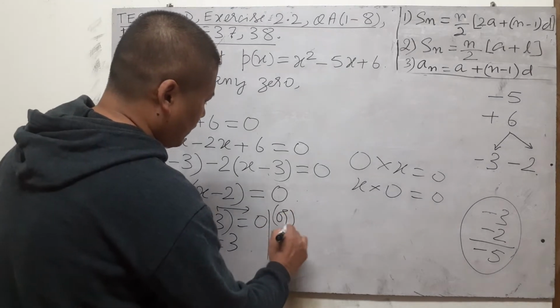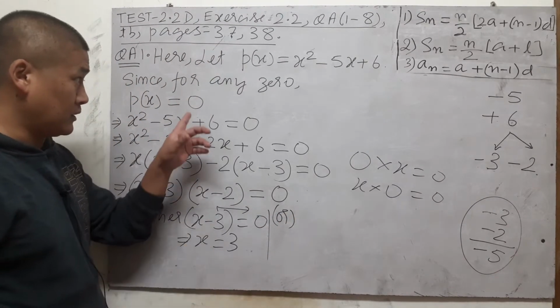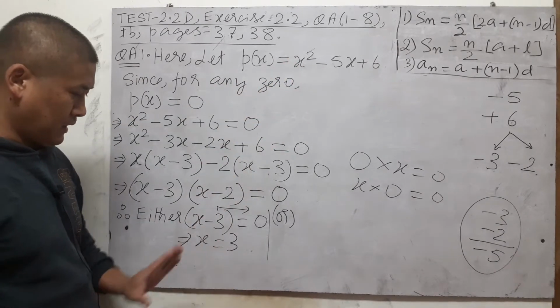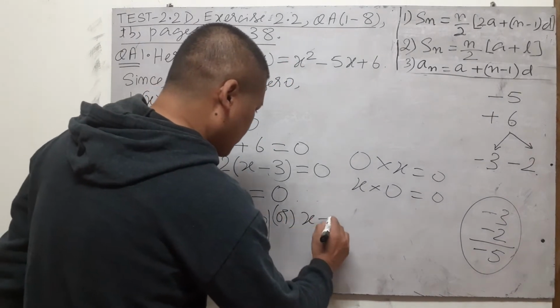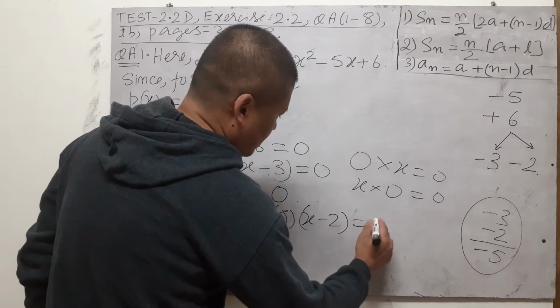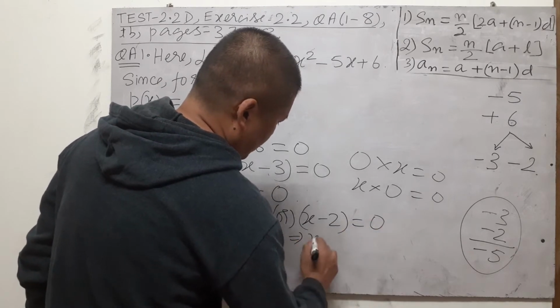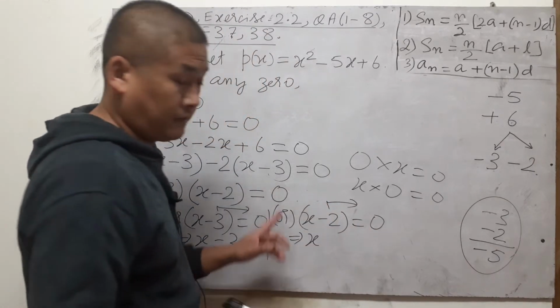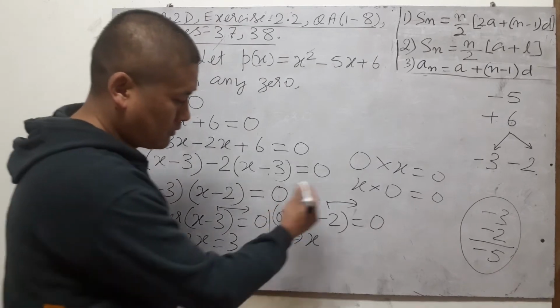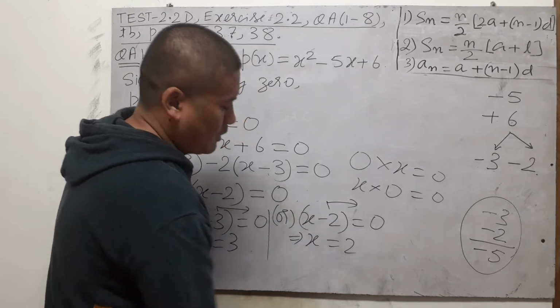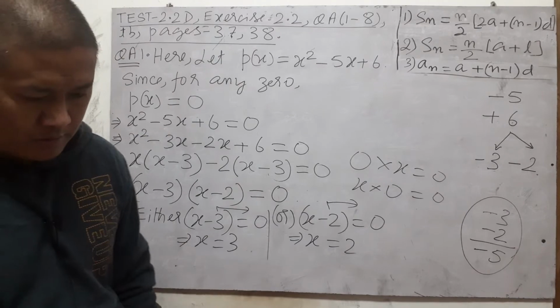So one of the values of x, which means the 0 of this polynomial, is plus 3, and the other one, x minus 2 equal to 0. So x, the 0 in other words, is the value of the unknown x here. So minus 2 shifted to right side is 2. So the two zeros are these two.